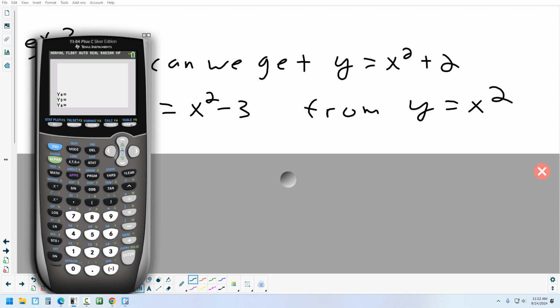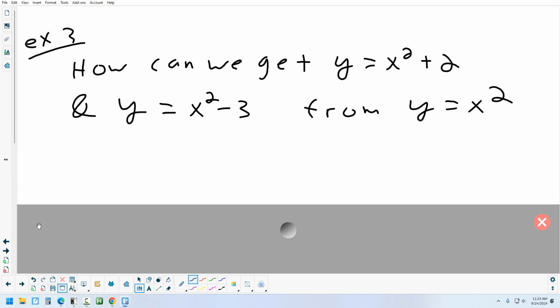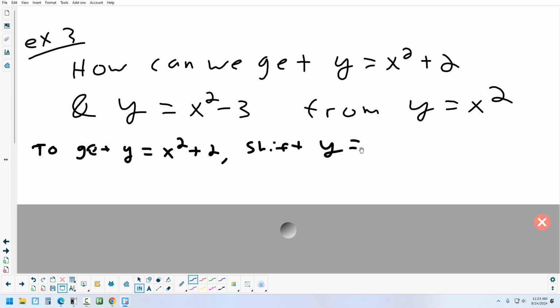Let's see what happens. When you add or subtract a number on the end of the function, that takes your graph and moves it either up or down. Okay. So that plus 2 does move it up 2. So to get y equals x squared plus 2, we would shift the original up 2.